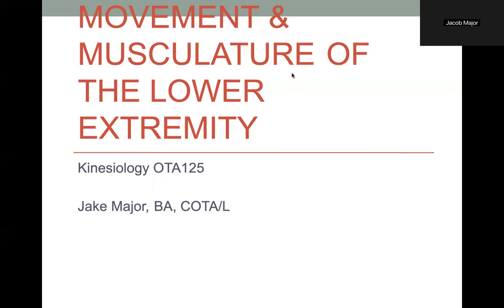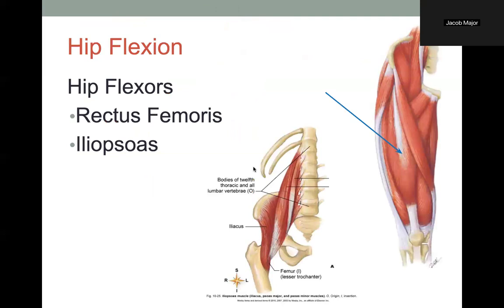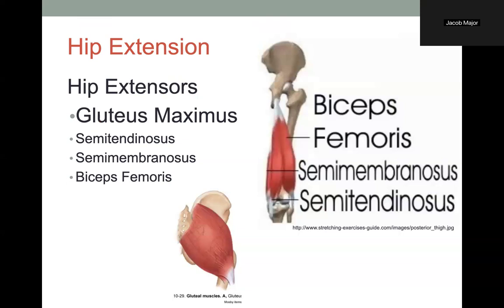Okay, guys, today we're going to go over movement and the musculature of the lower extremities. So we have hip flexion, it's coming from our hip flexors. So we have our rectus femoris, which is right here, and the iliopsoas, which is going to be located right about here. So those are the two muscles that are innervating our hip flexors.